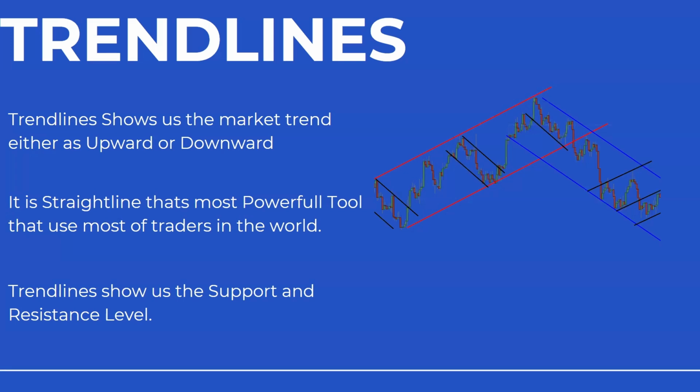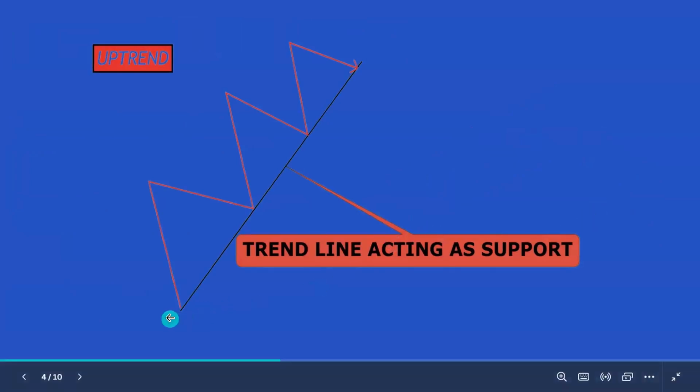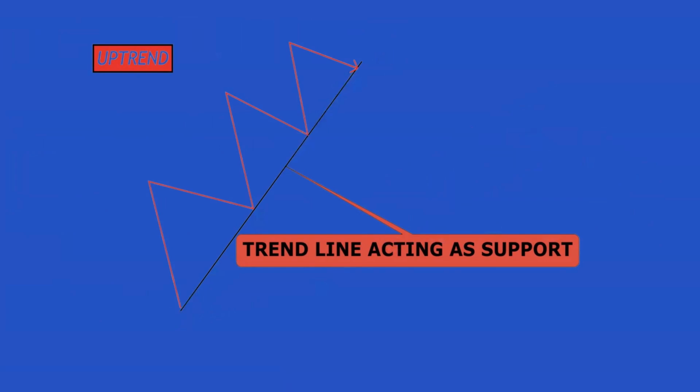It is a straight line, the most powerful tool used by most traders in the world. A trend line shows us the support and resistance levels. Now I will show you the upward trend line. As you can see, the trend line is acting as the support level. When the price hits the support level, it bounces back toward its resistance, then hits it again.